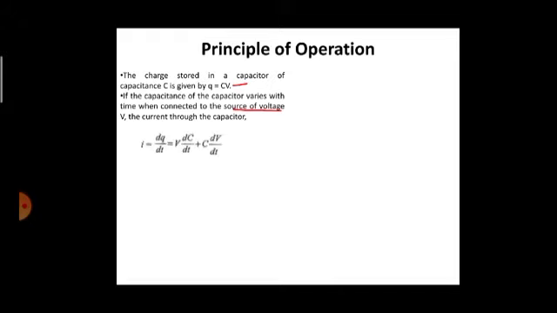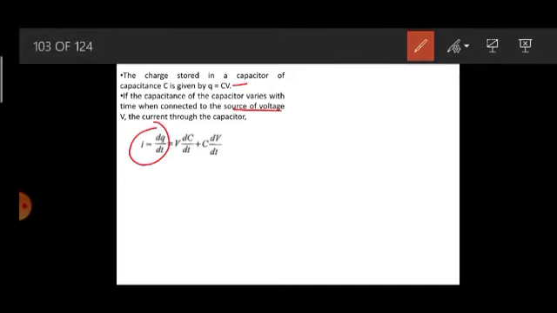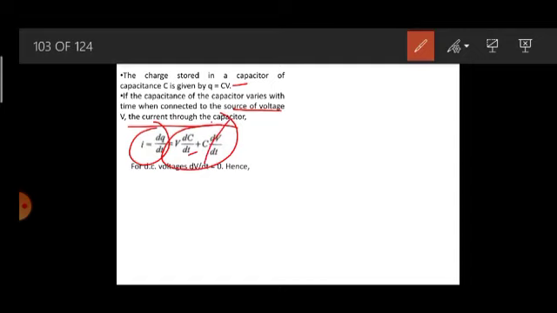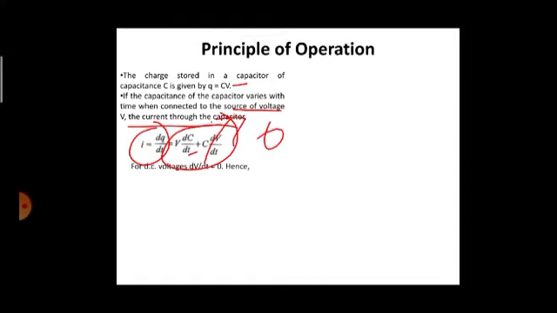I becomes dq by dt, or V into dC by dt plus C dV by dt. So this is the total current through the capacitor. However, we are talking about DC voltage now. So for DC voltages, we know dV by dt is equal to 0. So this part goes to 0. Hence my I is dq by dt, which is equal to V dC by dt.